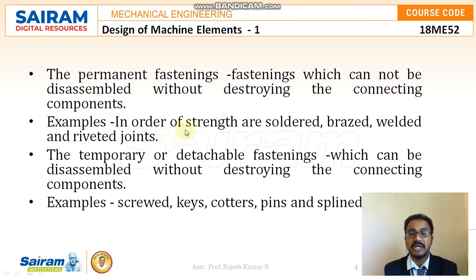Examples, in order of strength, are soldering, brazing, welding and riveted joints. Temporary or detachable fastenings, which can be disassembled without destroying the connecting components, include screws, keys, cotters, pins and spline joints.